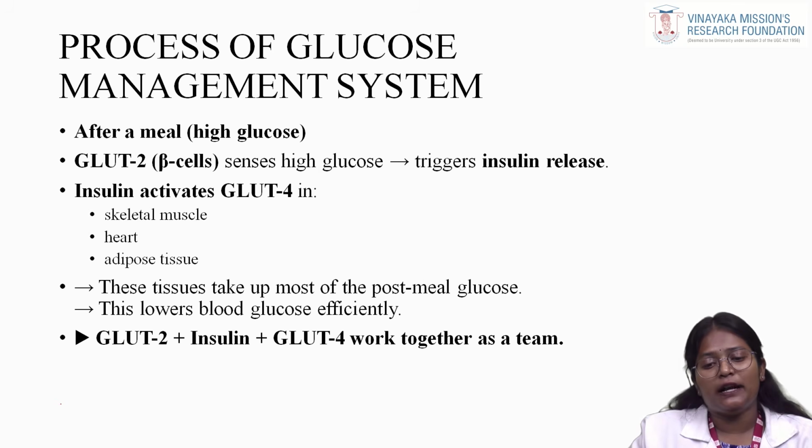The GLUT4 transporter is present in the muscles, fat and heart, that is, in the skeletal muscles, heart and adipose tissues. These tissues take up most of the post-meal glucose. This lowers the blood glucose efficiently. So GLUT4 will be asking the muscles, heart and fat to take up the glucose from the blood and use it for energy production, and in adipose tissue it will be stored as fat. It will be telling muscles to use it for energy.